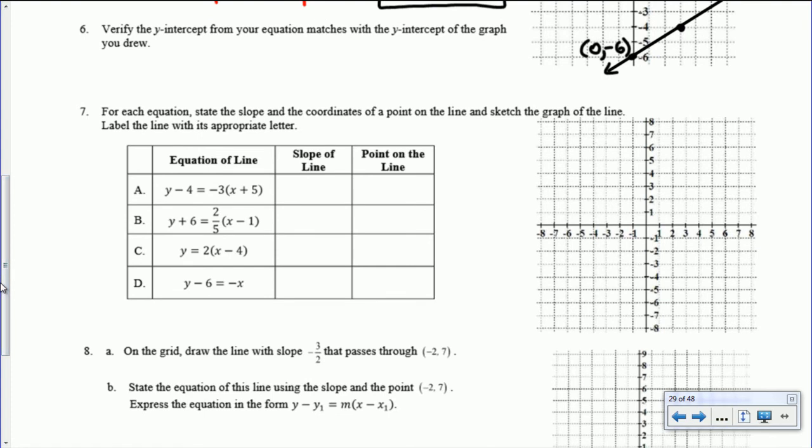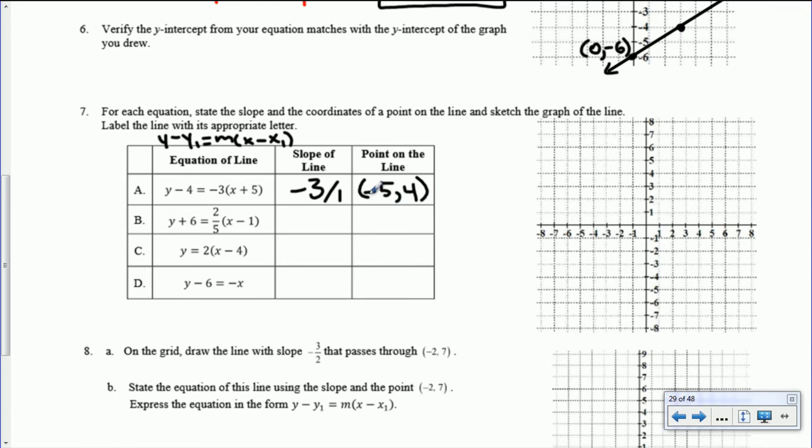Okay. Next, for each equation, state the slope and the coordinates of a point on the line and sketch the graph. So here we have the slope is -3, right? We're comparing it with y minus y1 equals m(x minus x1). So the slope is -3, or -3/1 if you like. And the point, the x-coordinate is -5, because it's like opposite. And the y-coordinate is 4.